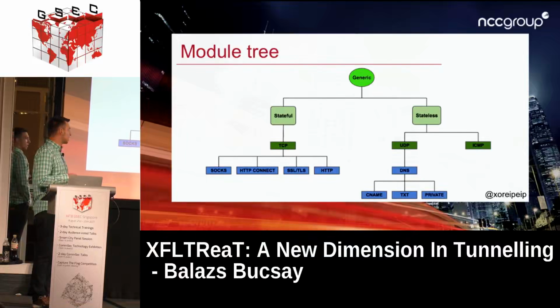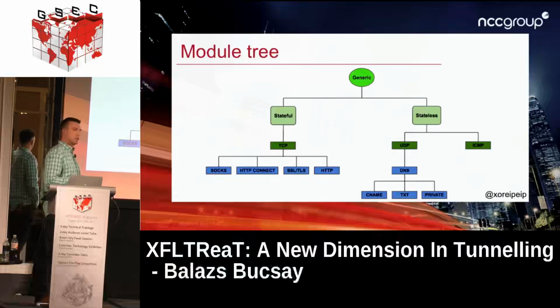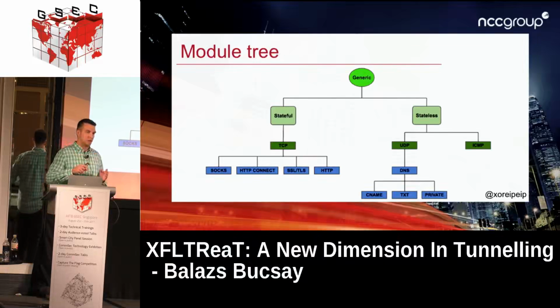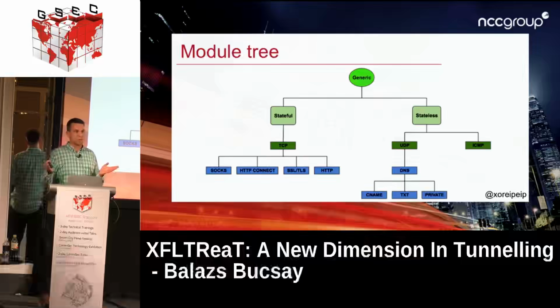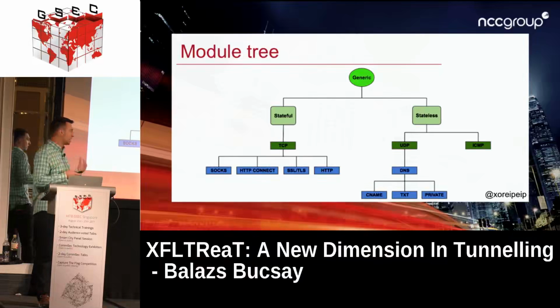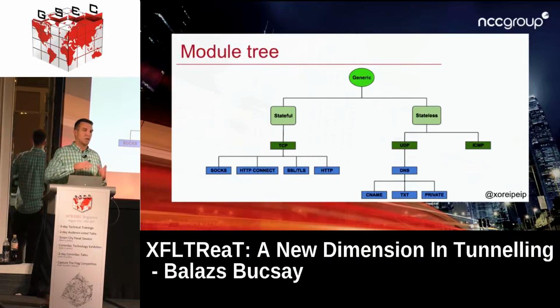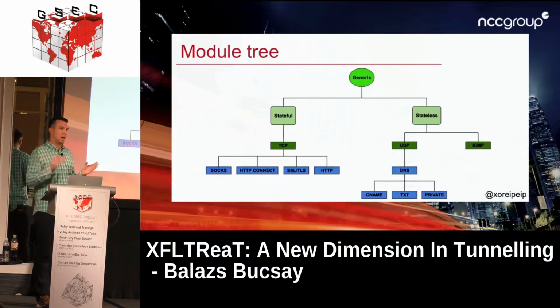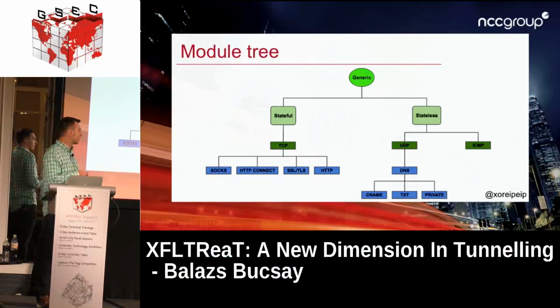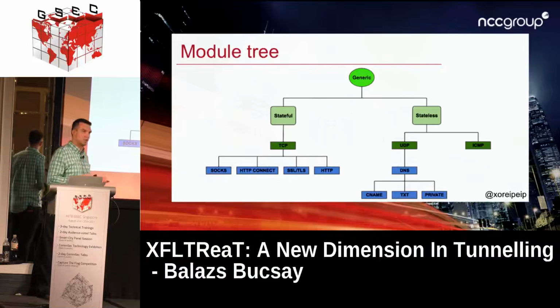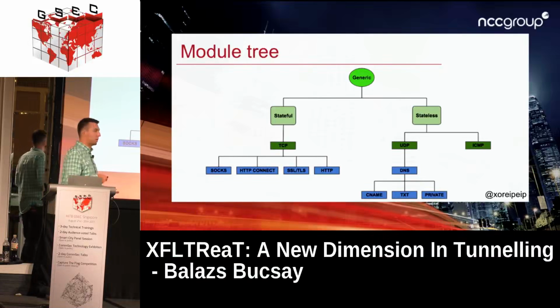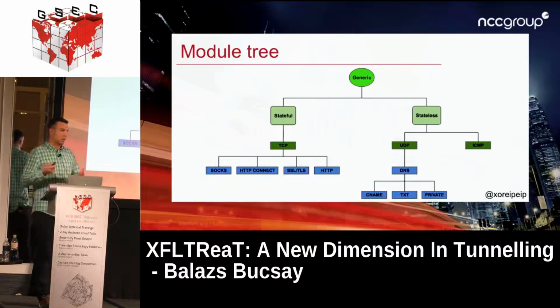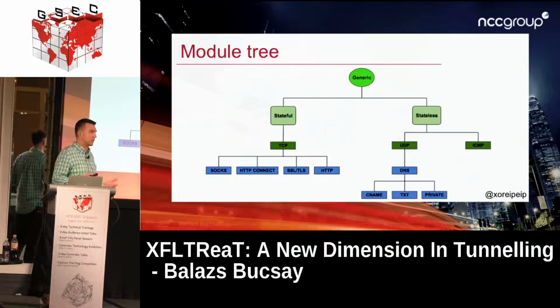Just an example, the HTTP connect module is using a proxy to make the tunnel. So you create a connection to the proxy, you send the HTTP CONNECT method to the proxy, it builds up a stream with your XFLTReaT server, and from that point it's just the same as the TCP tunneling. So the TCP tunneling is just about 350 lines of code, and the HTTP connect is 150. So you can create your own module if it's like this, in 150 or fewer lines.